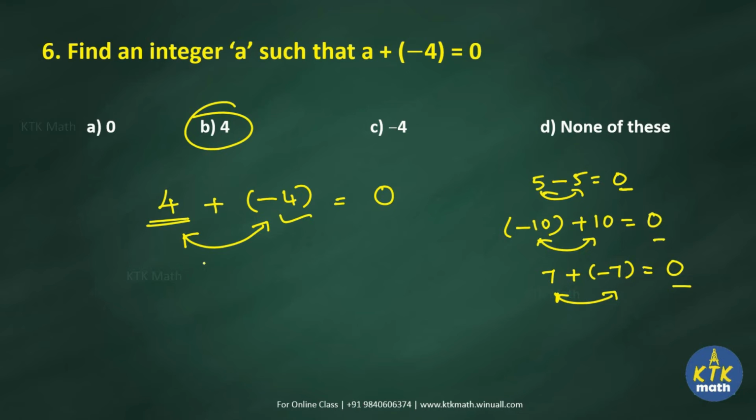Whenever you add a number to its additive inverse, your answer is always going to be 0. Additive inverse means what? Opposite symbol. If it is positive, it becomes negative; if negative, it becomes positive. Suppose the same question mentioned a plus 4 equal to 0, then you need to choose a as minus 4 because plus 4 is given. So whatever number is given to you with the missing term equal to 0, you need to choose only the opposite symbol, which means the additive inverse of an integer. I hope you understand this.